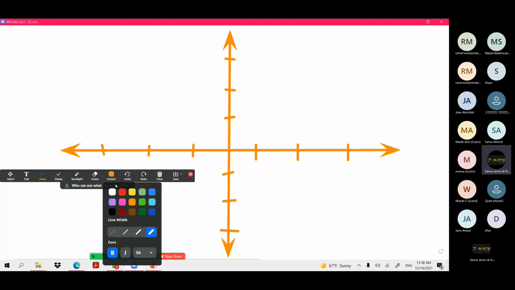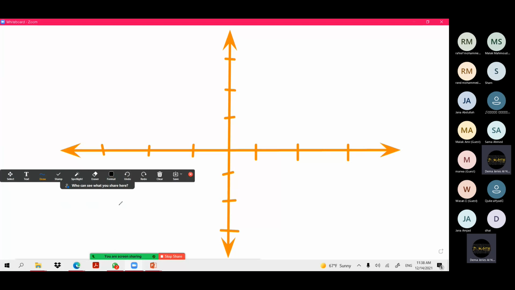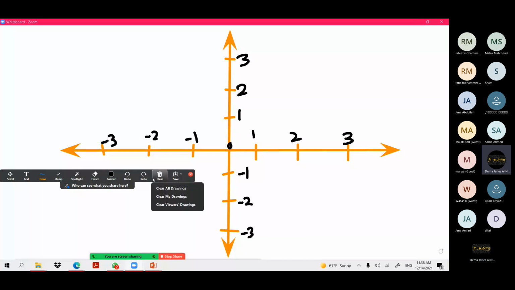Now then, here we have positive 1, 2, 3. To the left, we have negative 1. Here we have 0, negative 2, negative 3. Here we have 1, 2, and 3. Here we have negative 1, negative 2, and negative 3.